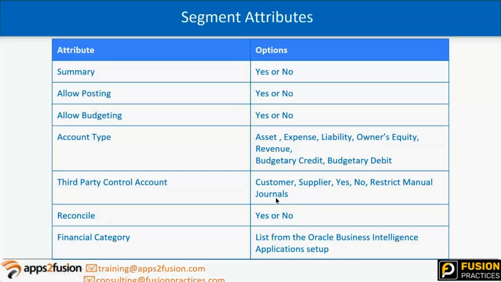Reconcile. Yep. In account type, can you please explain budgetary credit and budgetary debit? That is specifically used for your budgetary control. If you have enabled budgetary control and specific budget accounts are there, then we use that particular scenario. Is it a general budget kind of thing, or is it for your encumbrance accounting? For encumbrance accounting. Okay, thank you.